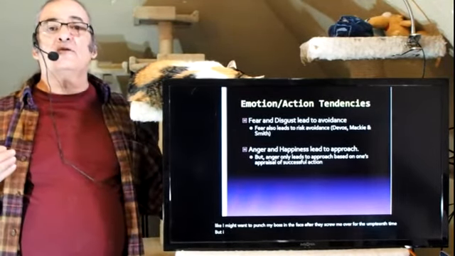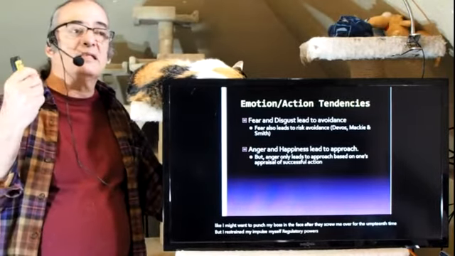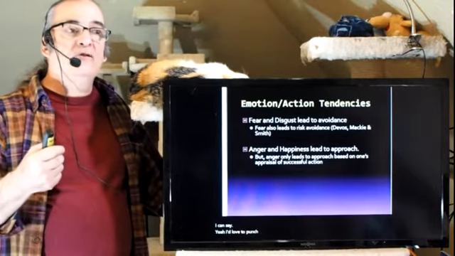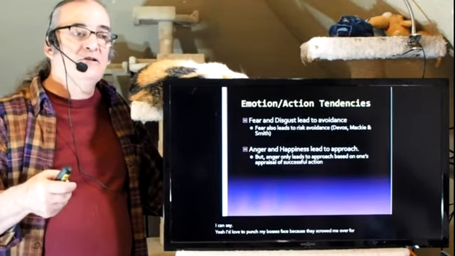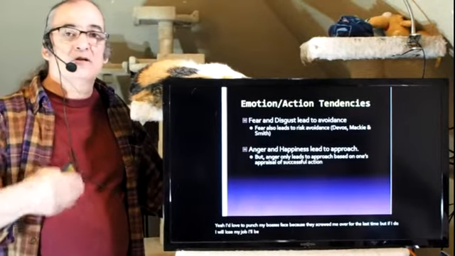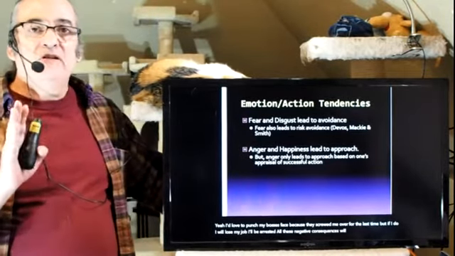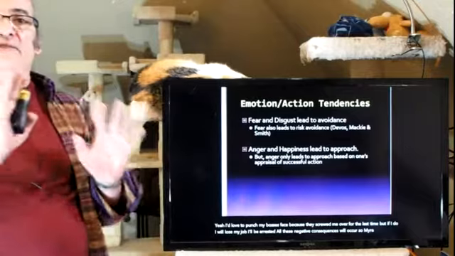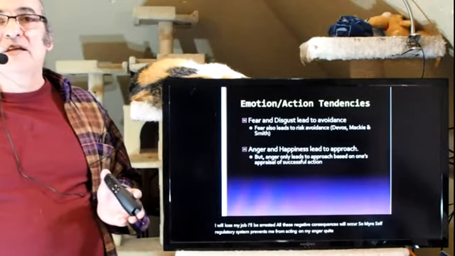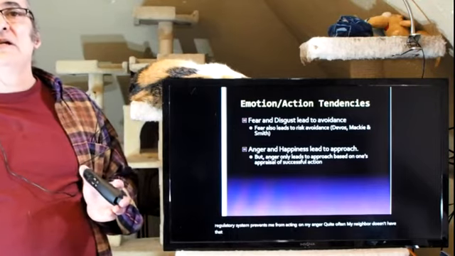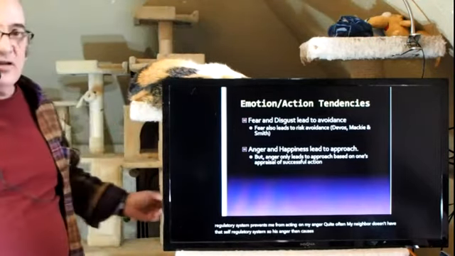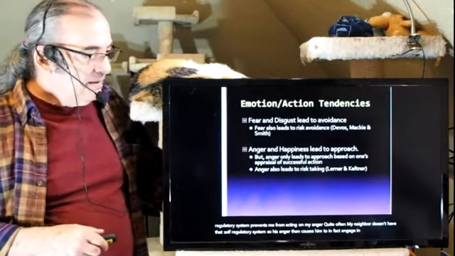My self-regulatory powers are strong enough that I can say, yeah, I'd love to punch my boss's face because they screwed me over for the last time, but if I do, I will lose my job, I'll be arrested, all these negative consequences will occur. So my self-regulatory system prevents me from acting on my anger quite often. My neighbor doesn't have that self-regulatory system, so his anger then causes him to in fact engage in these activities.